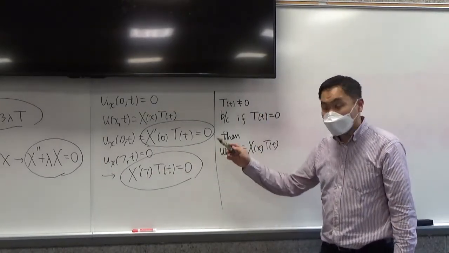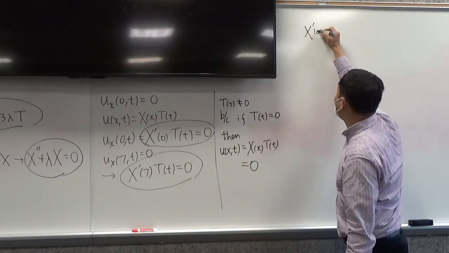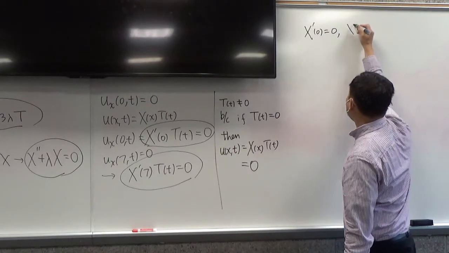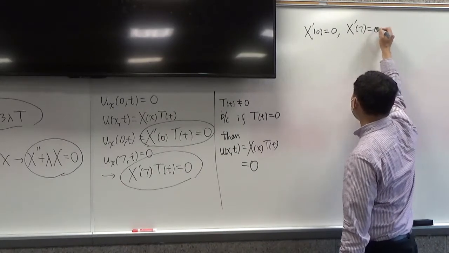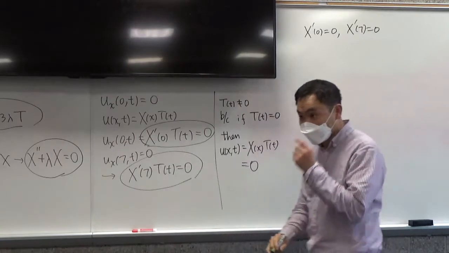And that means that we are going to have instead X prime of 0 to be 0 and X prime of 7 to be 0. So we are forced to have this. Okay, that's our conclusion from the boundary conditions. Okay?